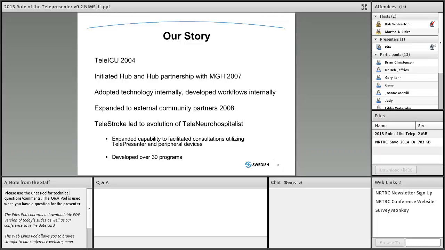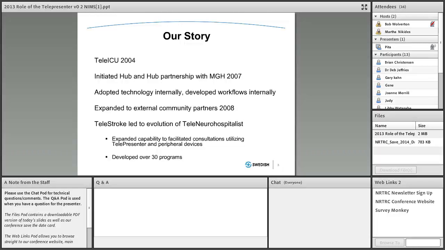And by doing that, the leaders within the telemedicine program decided that they needed to expand our capability, and that meant that we needed to bring somebody in to develop a telepresenter role, as well as train to peripheral devices. And for those of you who may be unfamiliar with peripheral devices, they really are the tools that physicians typically use in their everyday practice.